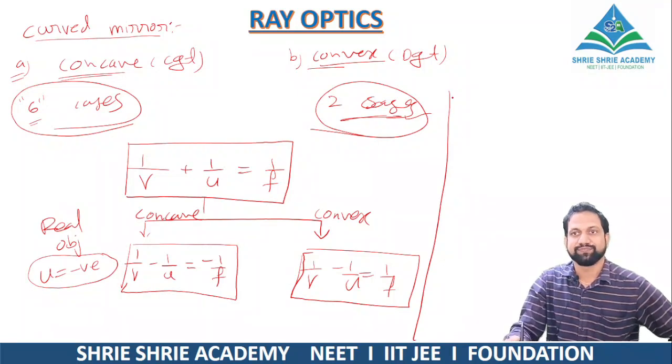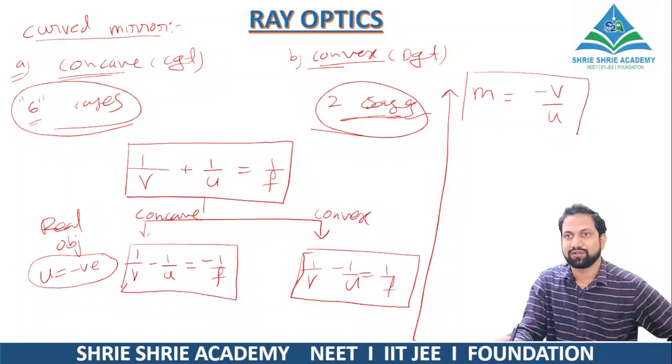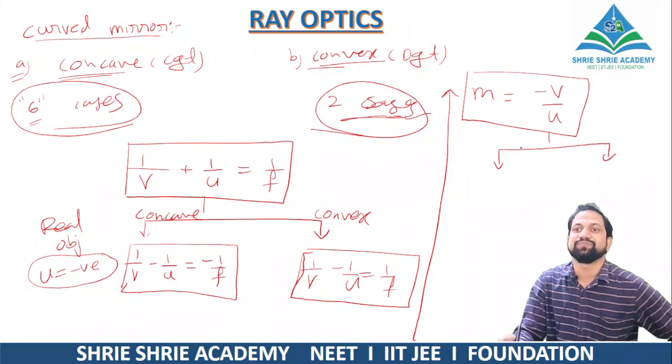Based on this, of course, there will be the magnification formula. The magnification is minus v by u. With sign convention you have to use this formula. When you are using this formula, you must not forget to apply the sign convention. Remember, after applying the sign convention, suppose you got the magnification positive, it indicates it is a virtual image.